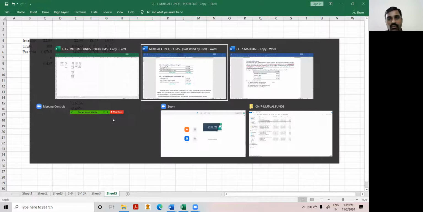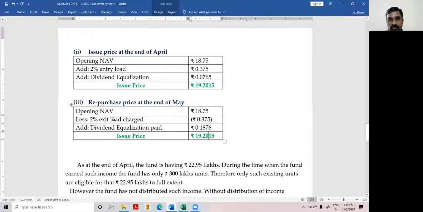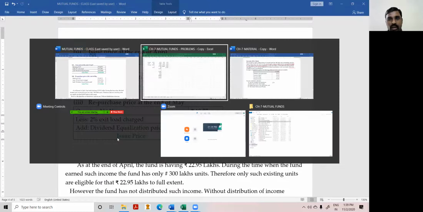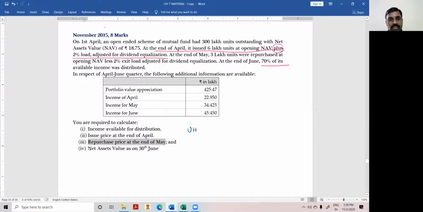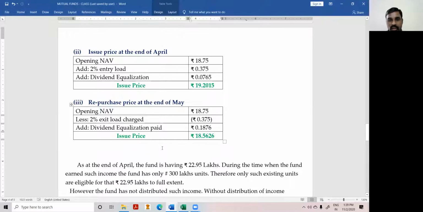18.5626. This is the repurchase price at the end of May. Next, look at the last point: net assets value as on 30th June.